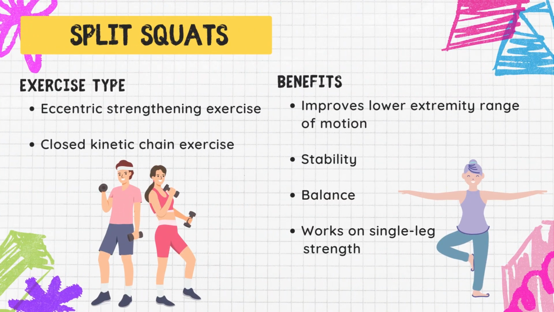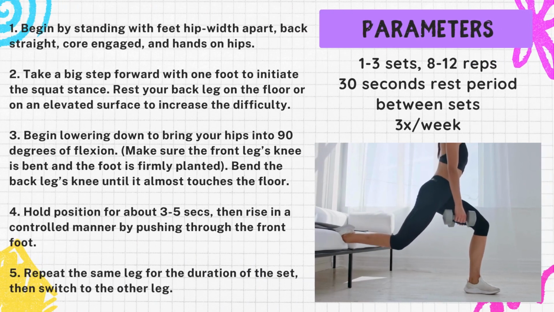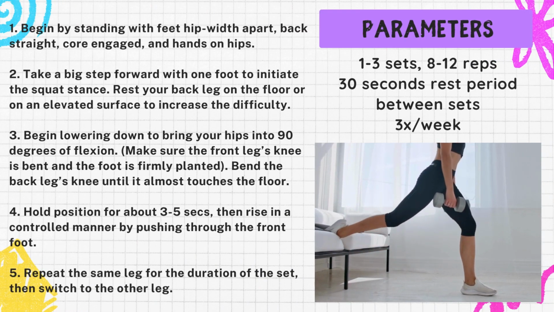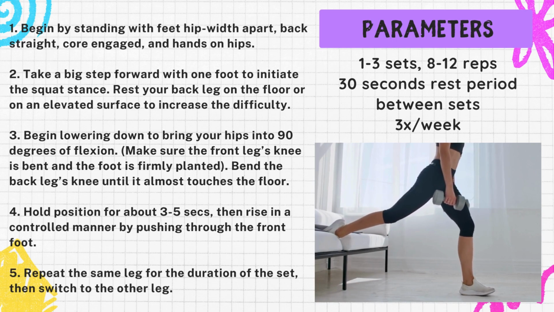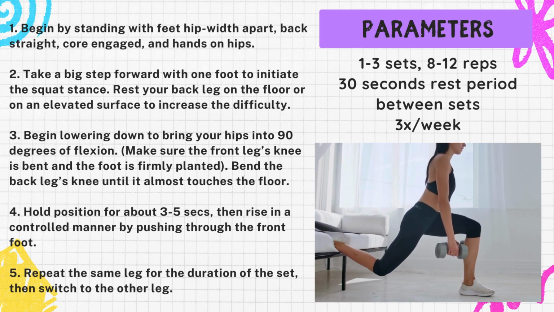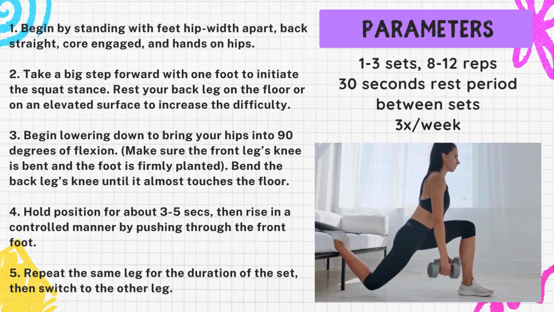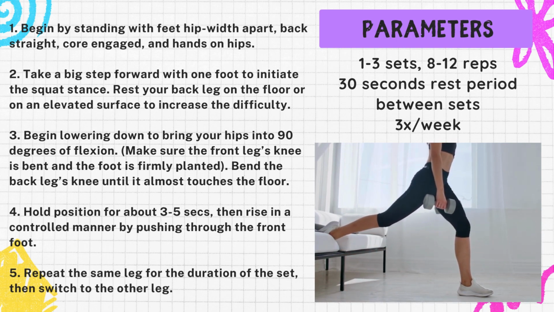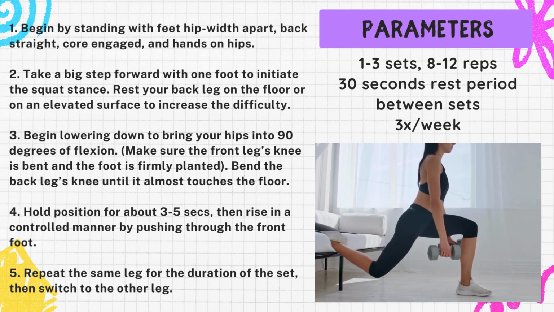Split squats are an eccentric type of exercise which is also a closed kinetic chain exercise. It improves lower extremity range of motion, stability, balance, and it also works on single leg strength. For split squats, first begin by standing with feet hip width apart, back straight, core engaged, and hands on hips. Second, take a big step forward with one foot to initiate the squat stance. Rest your back leg on the floor or on an elevated surface to increase the difficulty.